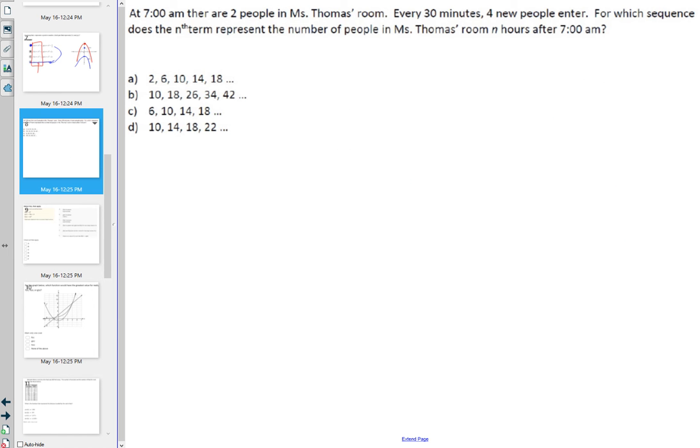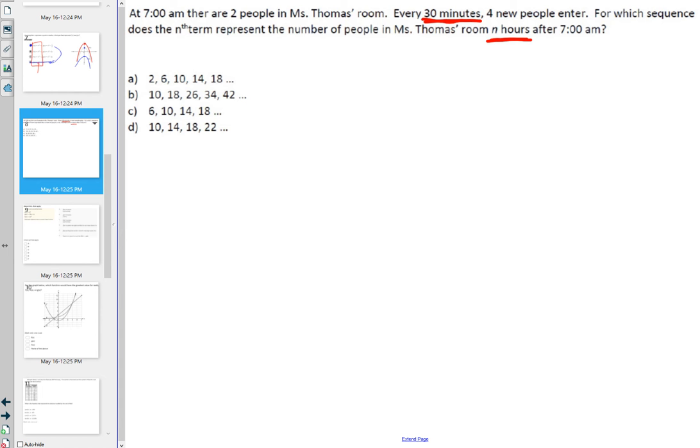At 7 a.m., there are 2 people in Miss Thomas's room. Every 30 minutes, 4 new people enter. For which sequence does the nth term represent the number of people n hours after 7 a.m.? So here's the key here, though. Every new n is a new hour. But they tell us that we're getting 4 new people every 30 minutes. So if you get 4 new people every 30 minutes, how many new people are there every hour? Yeah, it's 8. The common difference should not be 4, it should be 8.